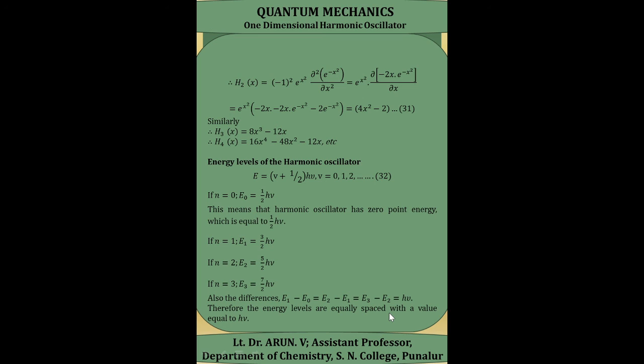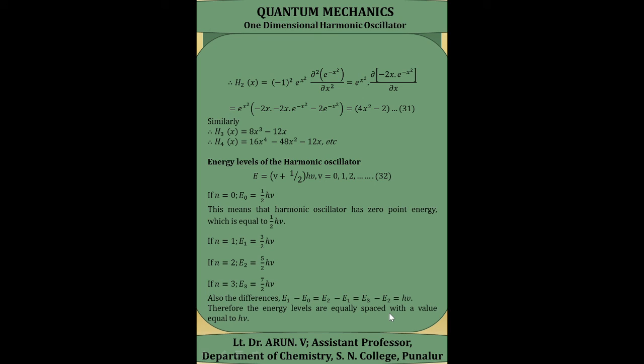That is, when v is equal to 0, the harmonic oscillator has a particular value of energy that is equal to half h nu. If v is equal to 1, we get the energy E1 equal to 3 by 2 h nu. If v is equal to 2, the energy becomes E2 equal to 5 by 2 h nu, and v equal to 3, E3 equal to 7 by 2 h nu.